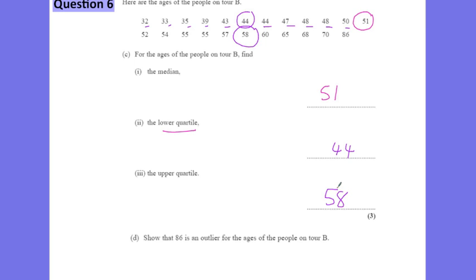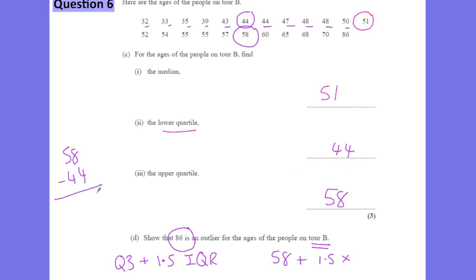We're then asked to show that 86 is an outlier for the people on tour B. To be able to find an outlier, we must take quartile 3 and add 1.5 times the interquartile range. We know the upper quartile is 58. Add 1.5 times the interquartile range. The interquartile range is the difference between these two. So 58 subtract 44 gives us a value of 14.